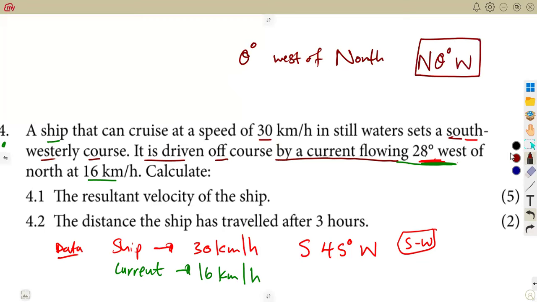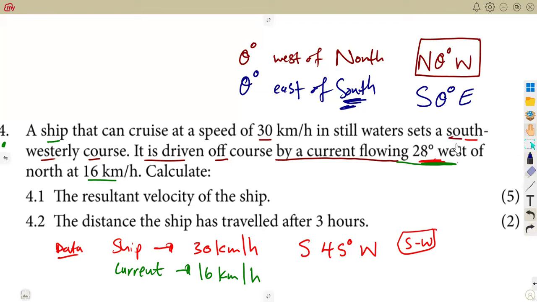So if it is theta degrees east of what? East of south. We are starting from the south, going to the east. So it's south theta degrees to the east. That is what it means. Guys, know these things. They are very, very important.